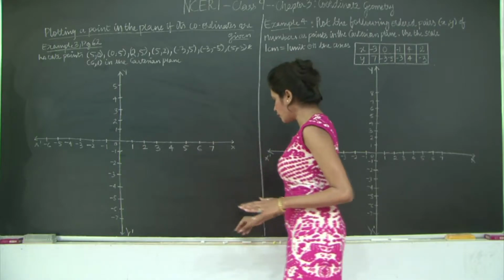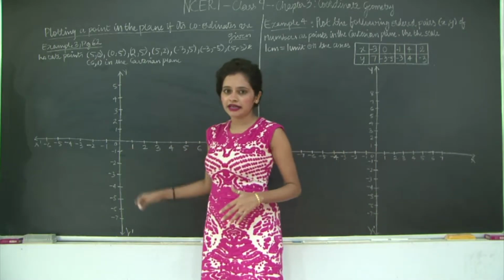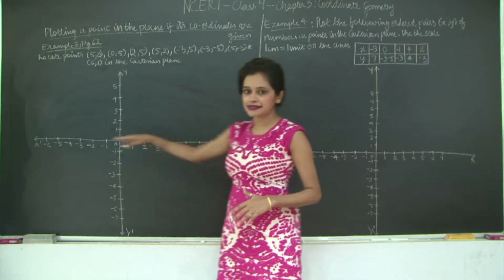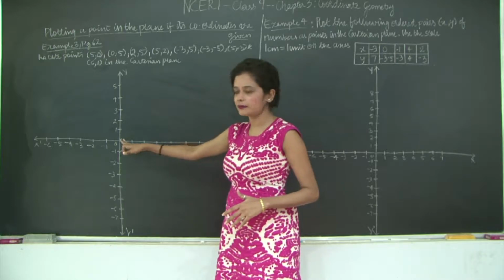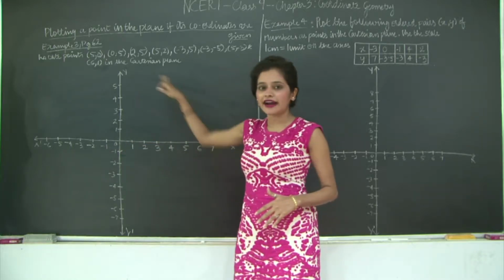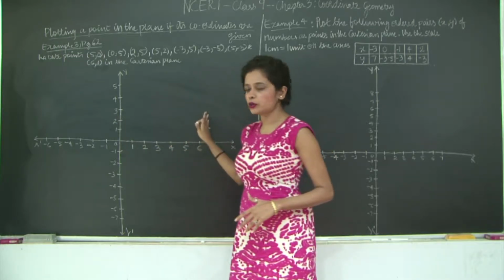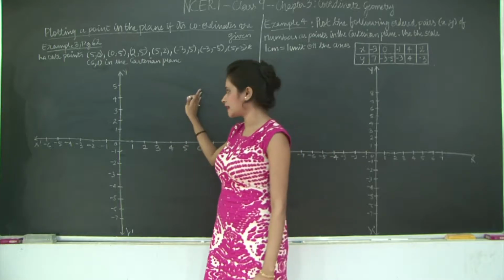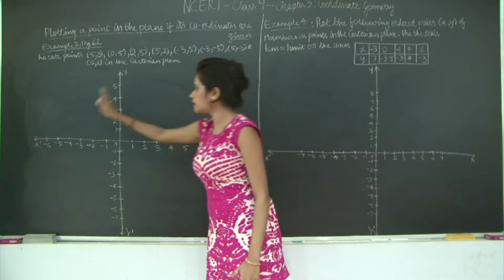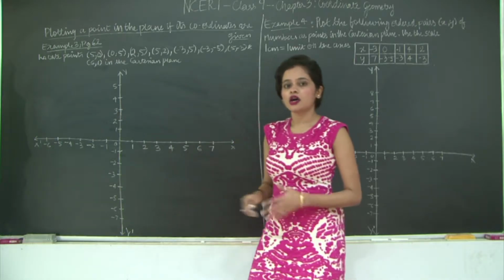Before plotting these points, just a quick revision. The Cartesian plane is made up of the horizontal x-axis and the vertical y-axis, which intersect at the origin. These axes divide the plane into 4 equal parts. We are going to see the parts in an anti-clockwise direction: first quadrant, second quadrant, third quadrant and fourth quadrant. Each of these parts is known as a quadrant.